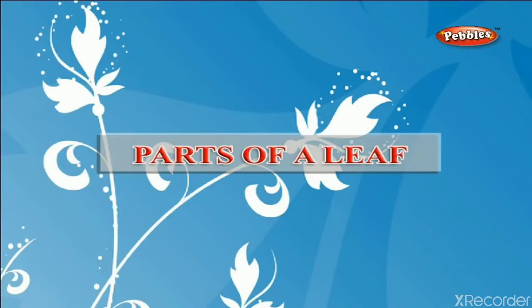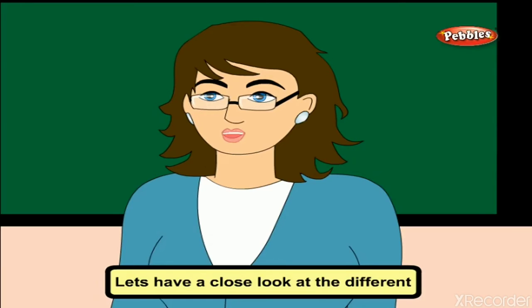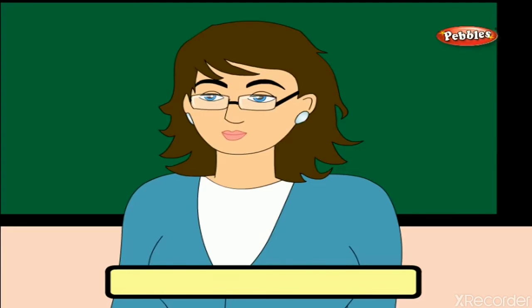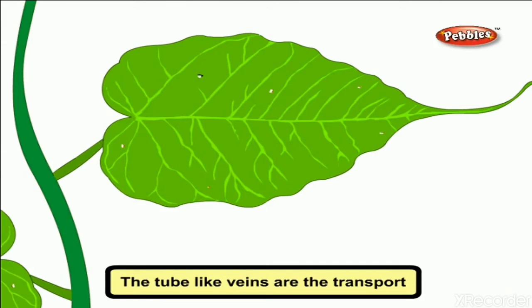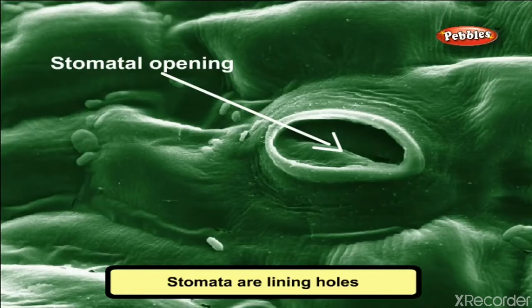Parts of a leaf. Let's have a closer look at the different parts of a leaf. The main vein, side veins, leaf blade, and stomata. The tube-like veins are the transport system of the leaves, which carries water from stem to all the areas of the leaf. Stomata are tiny holes on the underside of the leaves. Air enters and leaves through these openings. These tiny holes help the plant to breathe.